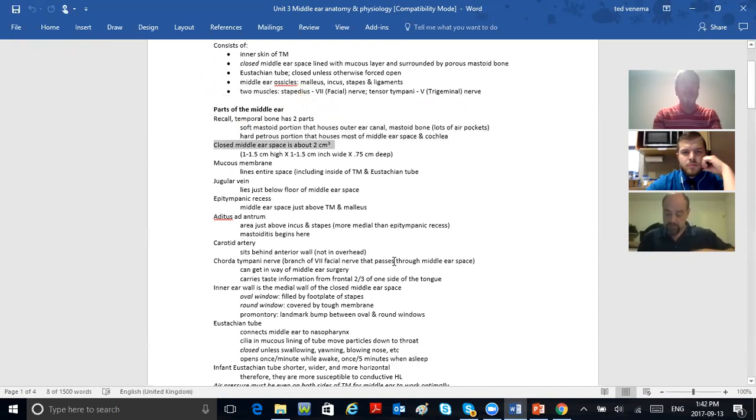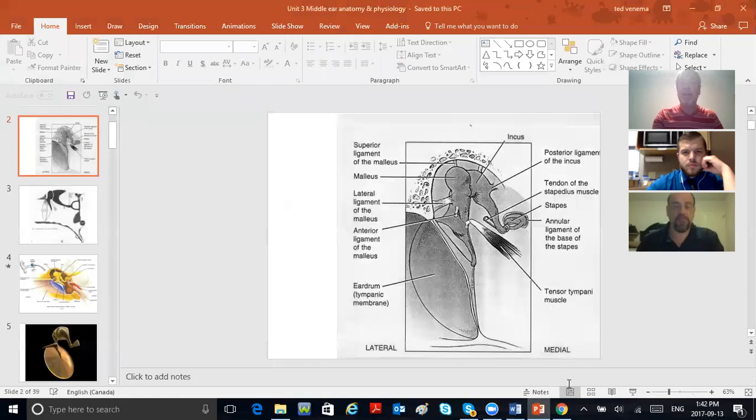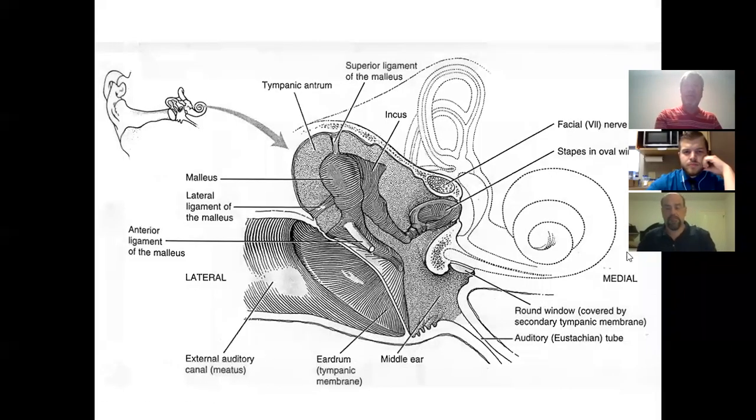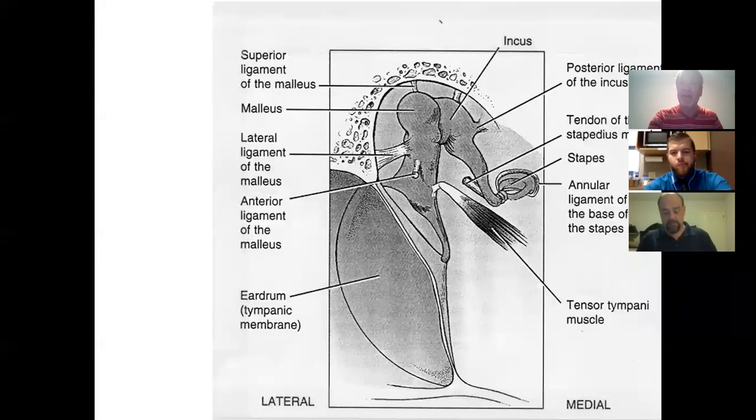The closed middle ear space. How big is the middle ear space? When we look at the middle ear space, this guy right here, it's about the size of a sugar cube, a little smaller. Okay, about a couple of cubic centimeters. It really isn't very much. Quite small in size, really.